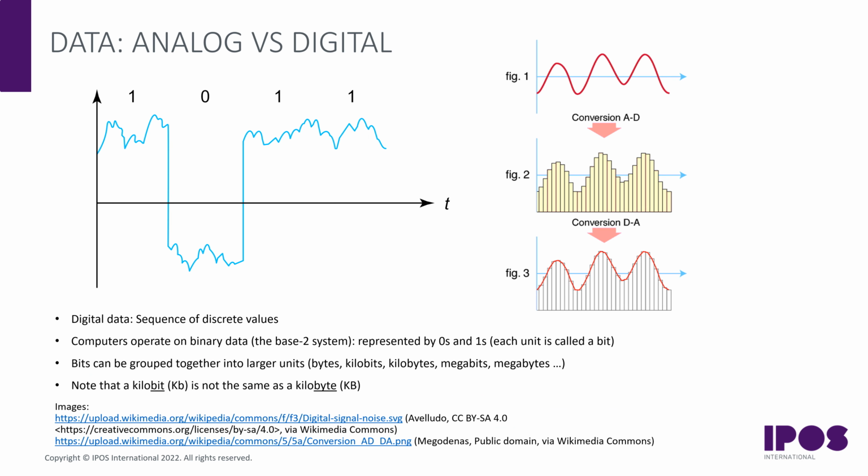So we know that the modern computer works on digital data, and very simply, digital data is just a sequence of discrete values as opposed to an analog signal that takes a continuous form. Digital data is represented in binary form, or zeros and ones, sometimes called bits, and can be transmitted electronically using different voltage levels or transmitted optically using light pulses. All analog data can be converted into digital form through a process of sampling and quantization. And bits can also be grouped into larger units, such as kilobits, kilobytes, megabits, and megabytes. And do note that a kilobit is not the same as a kilobyte.